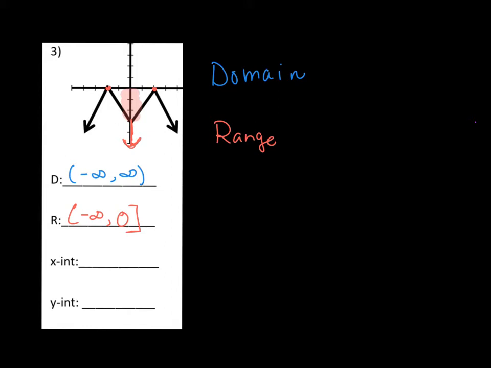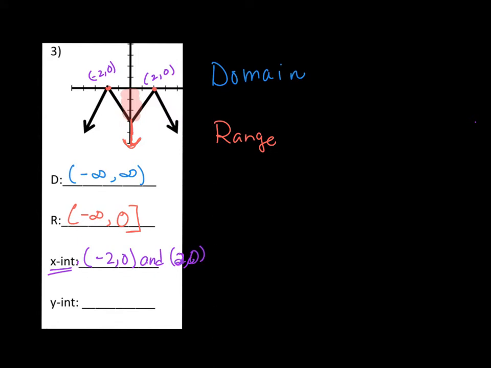Now, the 2 points that I just graphed right there, those are also my x-intercepts. Remember, the x-intercept always has a value for x, and then the 0 is at y. So my two x-intercepts can be written as (-2, 0) and (2, 0).